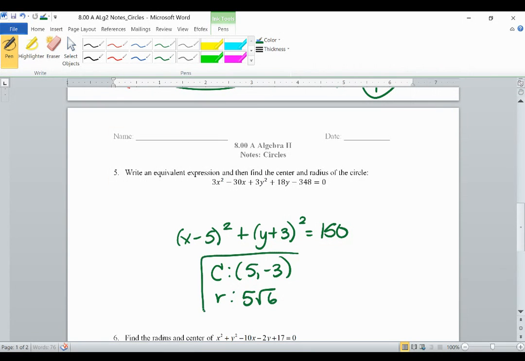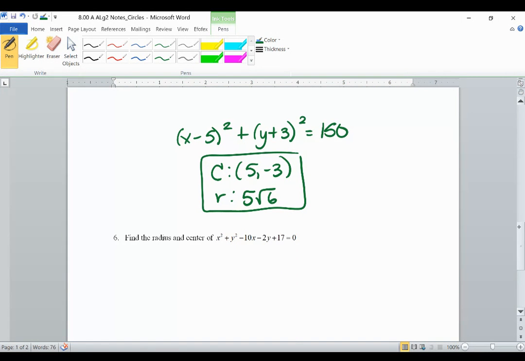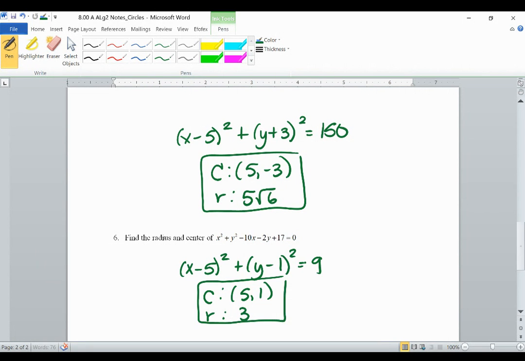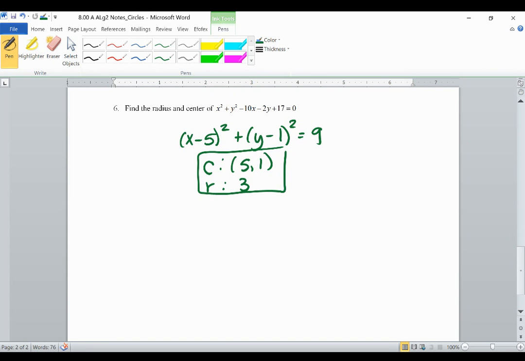Make sure your radius is in simplest radical form. Make sure you take the opposite signs for your center. And number 6, the final equation would be this. And then it asks for the center, which is 5, 1, and the radius, square root of 9, would be 3. And that's it for this video.